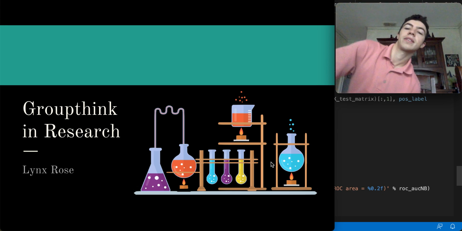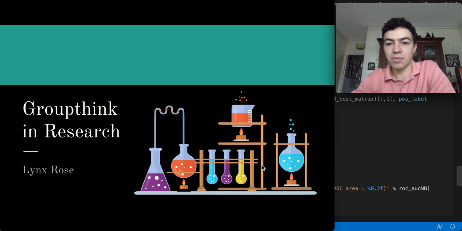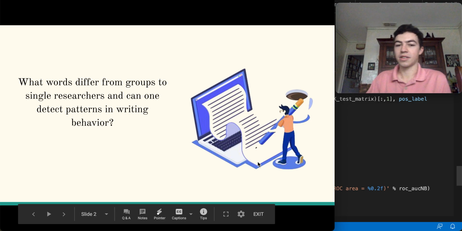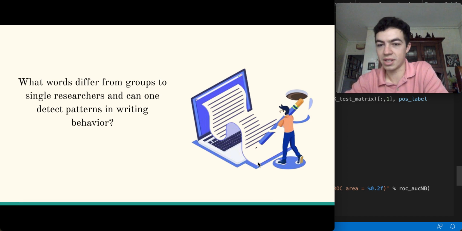Good morning, all. This is my research paper, groupthink argument analysis. Bit of a mouthful here. So, I actually had a theoretical argument of linguistics.